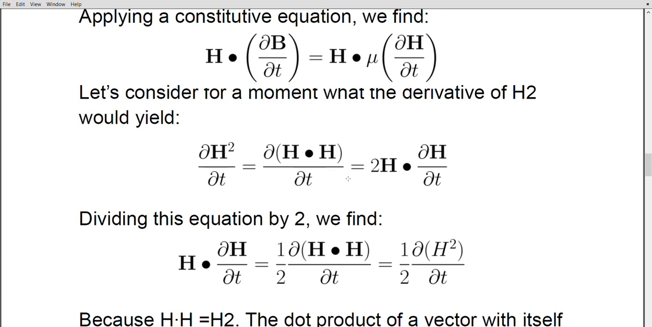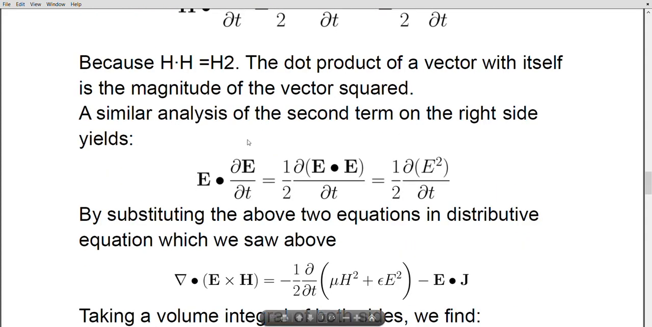By dividing this equation by 2, we get H dot dou H by dou t equal to 1 by 2 dou of (H dot H) by dou t, which is 1 by 2 dou of H squared by dou t, because the dot product of a vector with itself is the magnitude of the vector squared. A similar analysis of the second term on the right side yields E dot dou E by dou t equal to 1 by 2 dou of (E dot E) by dou t, which is 1 by 2 dou of E squared by dou t.